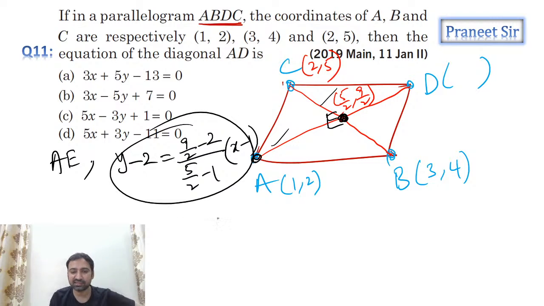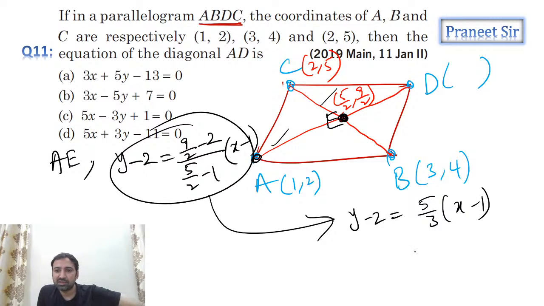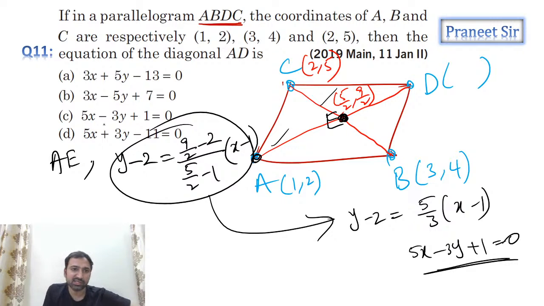So tell me guys, if you simplify this, how much we get? y minus 2 is equal to 9 by 2 minus 2, which is 5 by 2, 5 by 2 by 3 by 2. So 5 by 3 into x minus 1. So simply we can write it as 5x minus 3y, and then minus 5 plus 6, which is plus 1, is equal to 0. We get 5x minus 3y plus 1 is equal to 0. Isn't it third option? Yes, Sharon, you're right. Yes, correct. Everyone understood this?